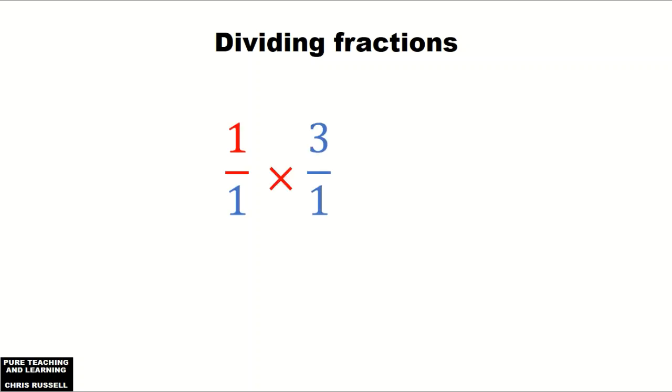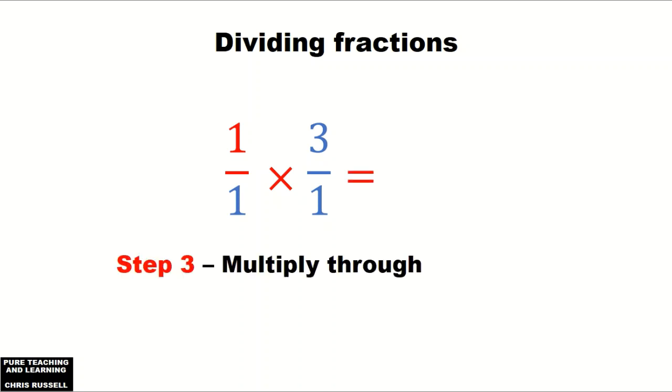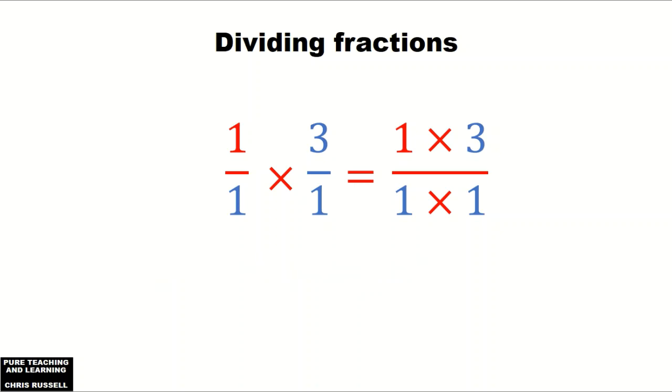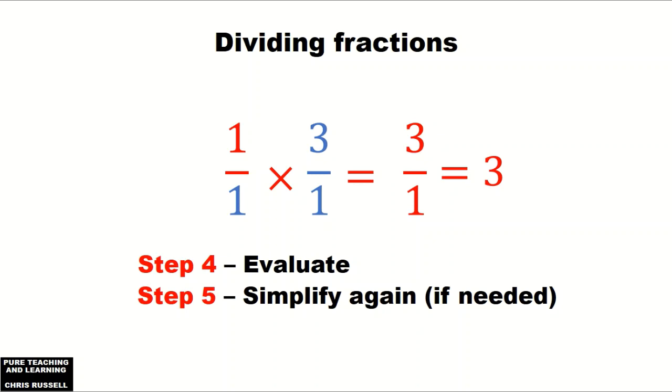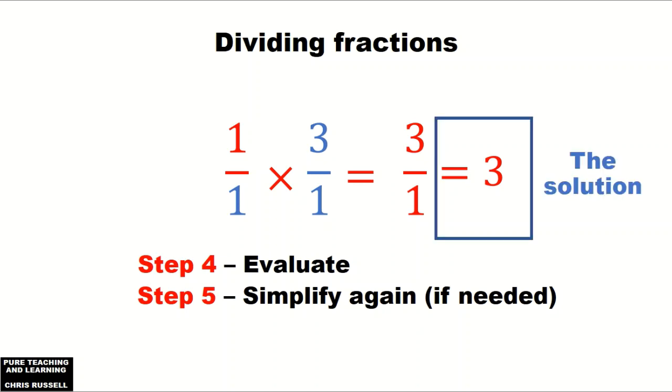So now we have 1/1 multiplied by 3/1, and it equals, now we just multiply through, 1 multiplied by 3 over 1 multiplied by 1. Now we evaluate. We have 3/1, so 3 divided by 1 is just 3. And we can simplify again if we need to, but we don't need to in this case. And therefore we've got our solution.